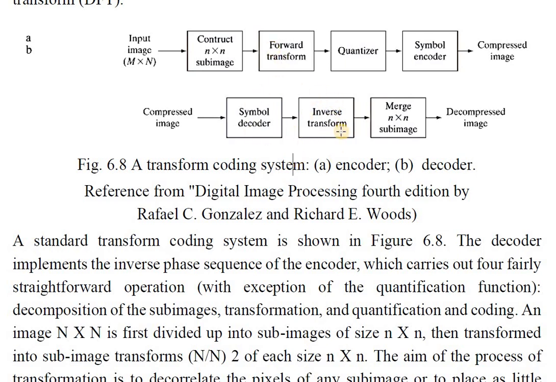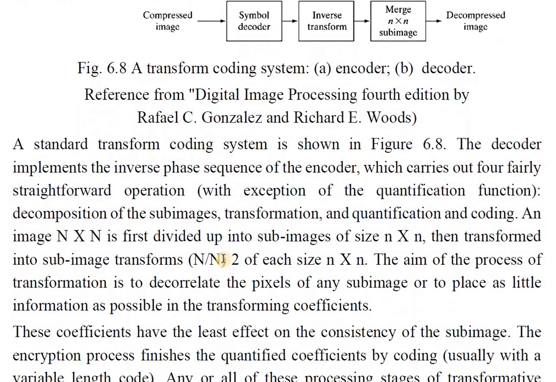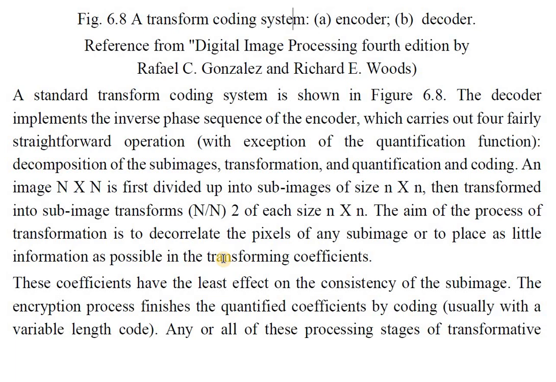Then inverse transform. Obviously there is no reverse operation for quantizer, so inverse transform will take place, and we had constructed an n by n sub image. Now we'll have to merge that sub image so that we get back our original image. So this is how it is done. Now the sub images are usually, you can randomly decide the size of your sub image, or you can go by the formula n by n raised to 2. Okay, so in that range you can have the number of your sub images.